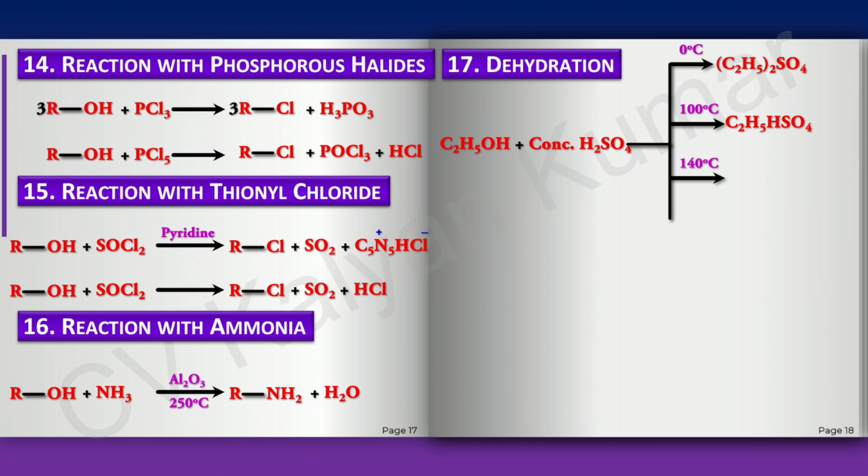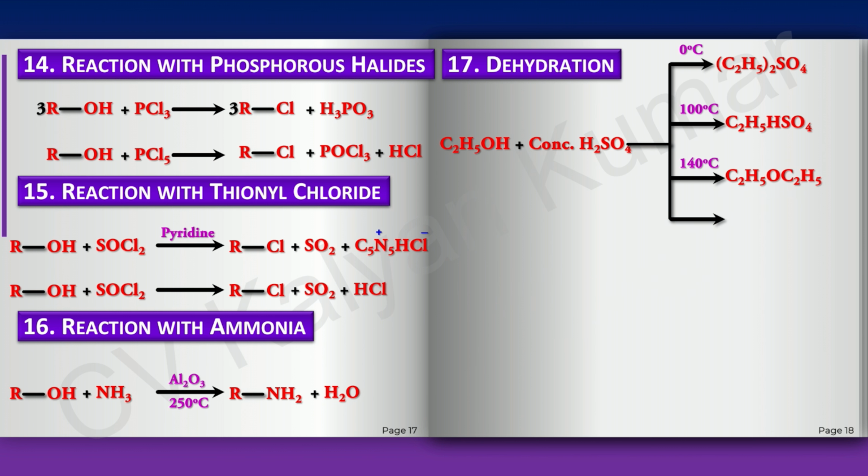If you do the reaction at 140, it will dehydrate intermolecularly to give ether. How does it do? One of them is protonated. The other is not. So the other will act as a nucleophile, remove water from here, and then release this H. Won't I get this? This is called intermolecular dehydration.